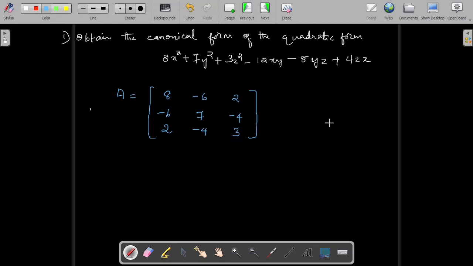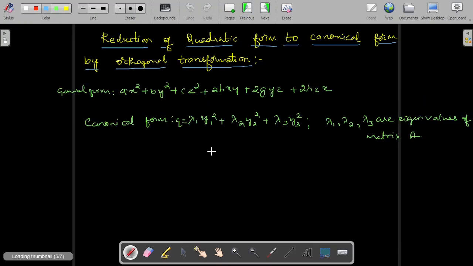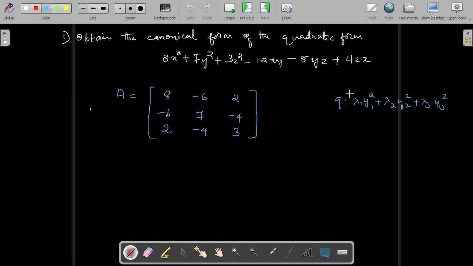Now we have to write its canonical form. The standard canonical form is lambda 1 y1 square plus lambda 2 y2 square plus lambda 3 y3 square, as we have specified here, where lambda 1, lambda 2, lambda 3 are eigenvalues of A. Let us find the eigenvalues of the matrix A. It is a 3 by 3 matrix.